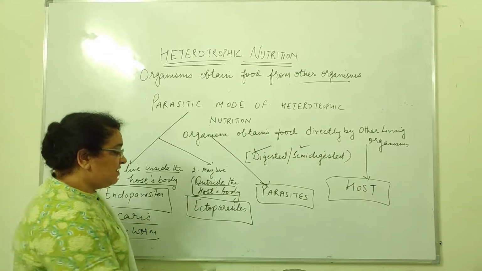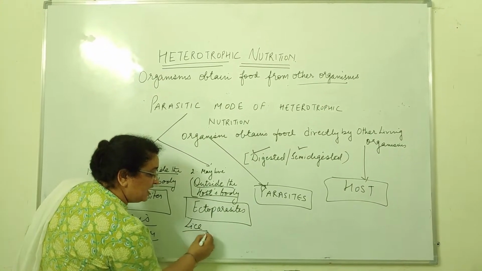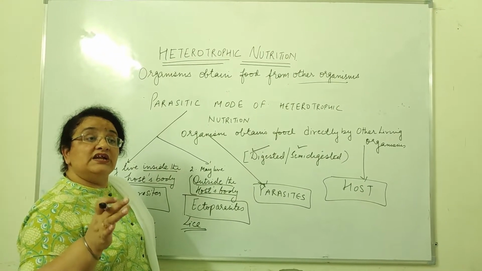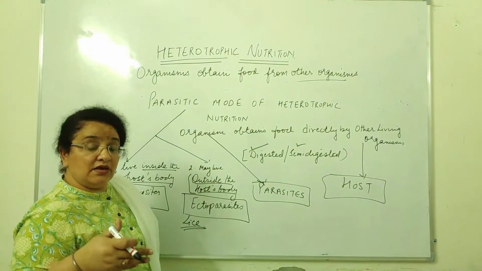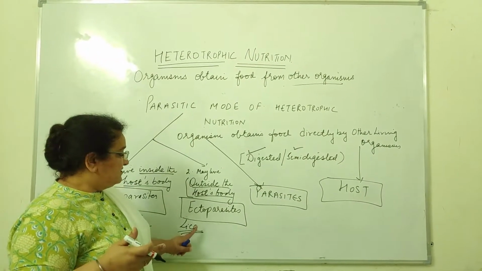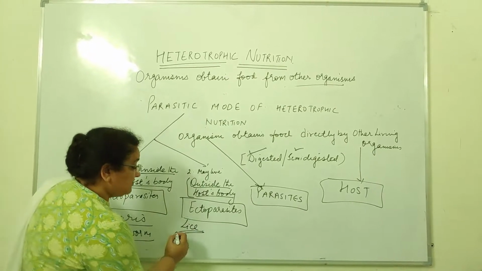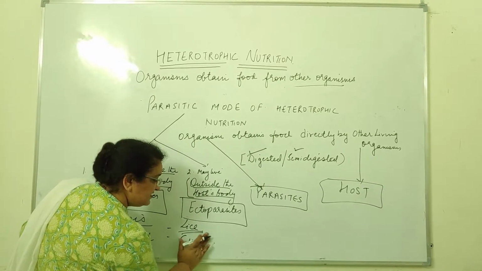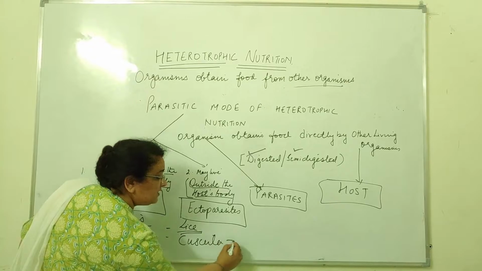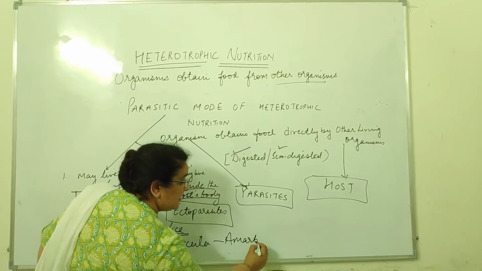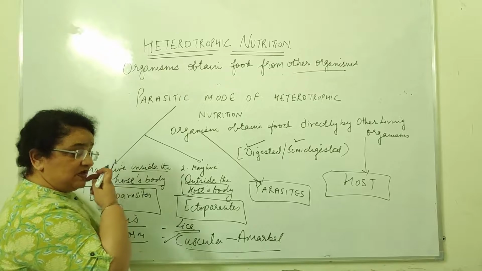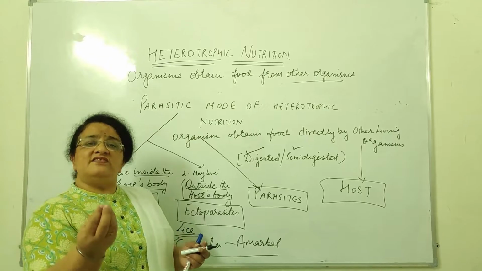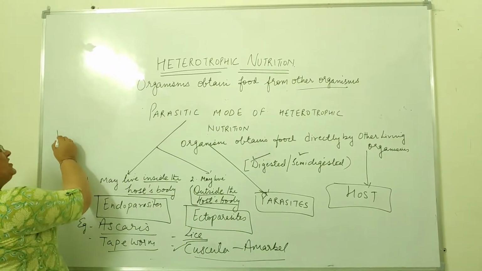Now ectoparasites, for example, lice. Lice in Hindi we call Joo. It is present outside the host body, that is on the scalp and in between the hair, and they suck the blood, so they are ectoparasites. Another plant parasite is called cuscuta. In Hindi we call it Amarbel. It is a non-green plant, a climber rather. It has structures called haustoria.